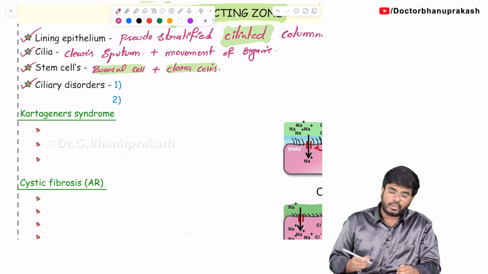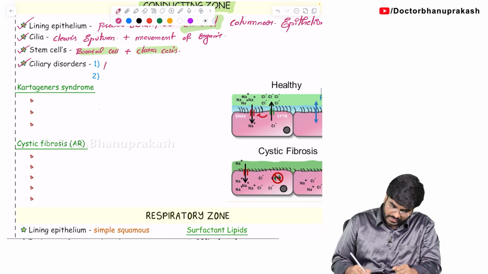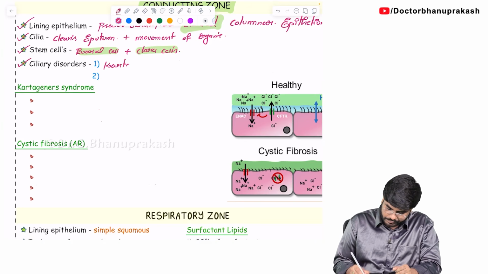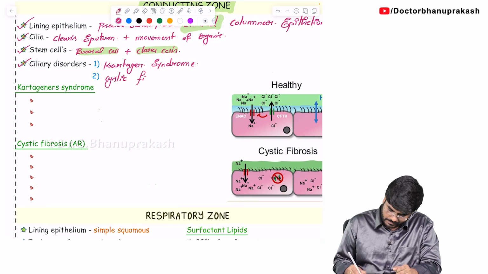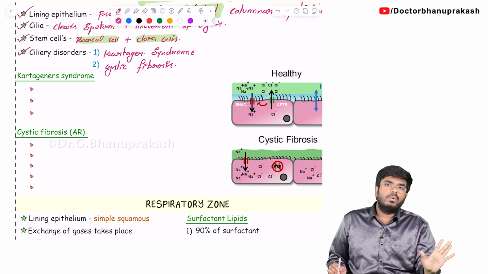Now, what are the ciliary disorders? If the cilia are not beating, if they are not moving, definitely it will lead to mucus accumulation in the respiratory tract, which can lead to infections. So, what are the ciliary disorders? Two important ciliary disorders you must know for your exam. One is Kartagener syndrome and the other is cystic fibrosis. In these two disorders, there will be no beating of cilia.